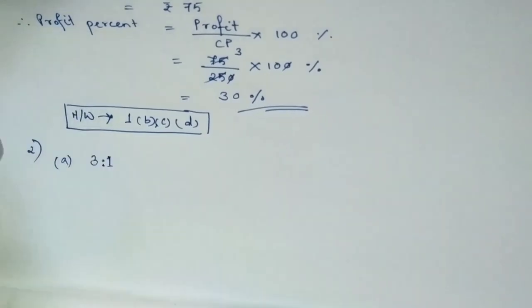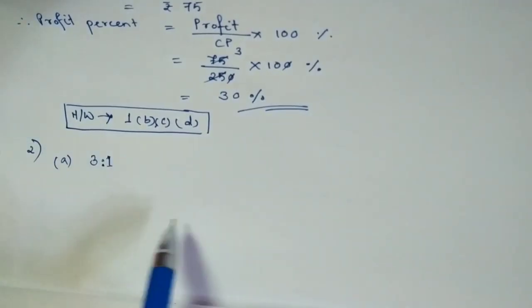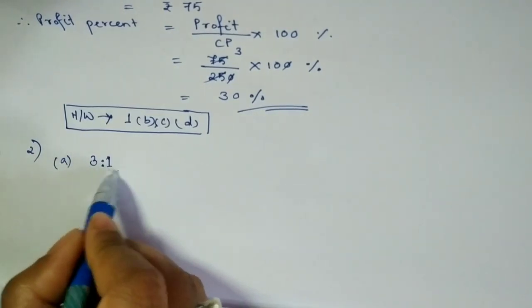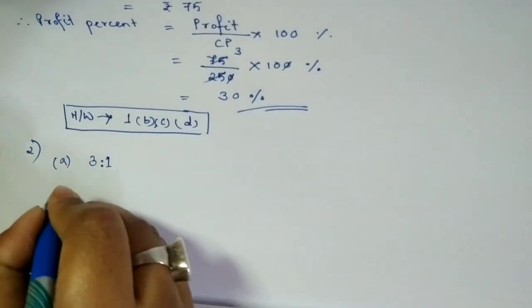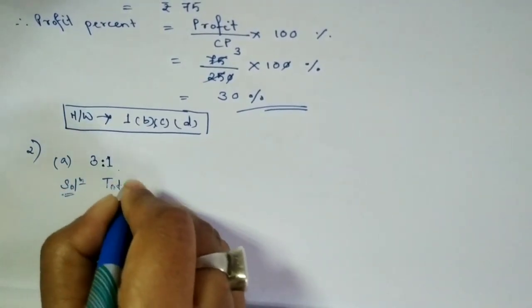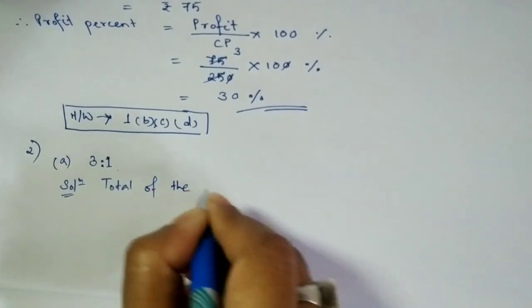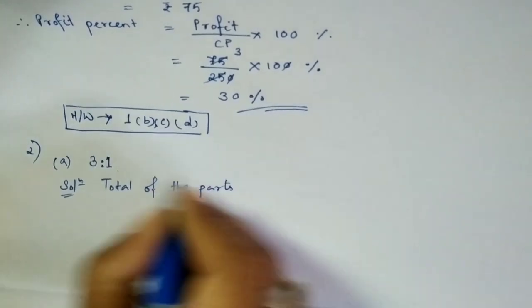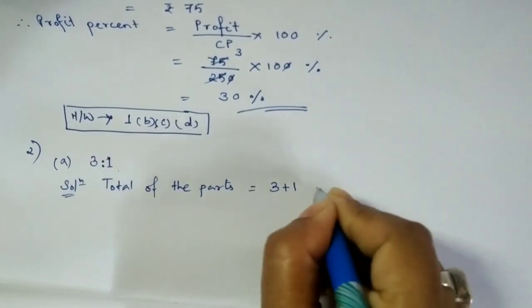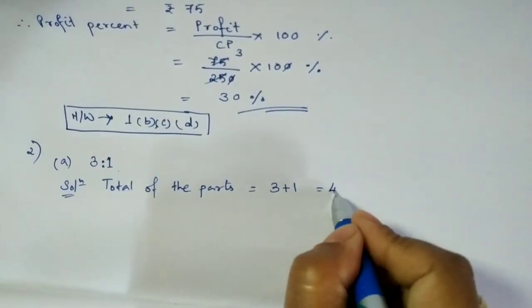Right? It's given this ratio and I have to convert this ratio into percentage. So what you have to do, first you have to find the total of the parts. Solution: total of the parts. What is one part? 3 and another is 1. So 3 plus 1, you just add them, is equal to 4.